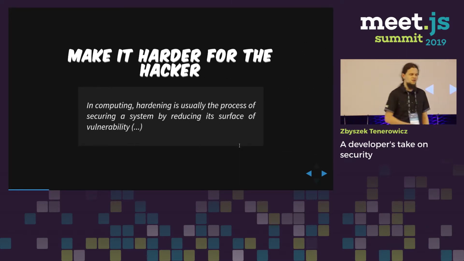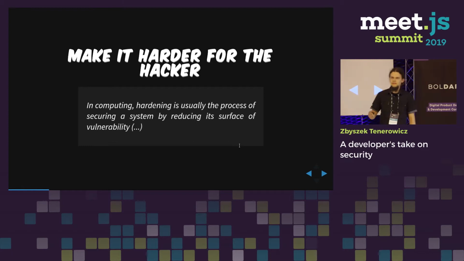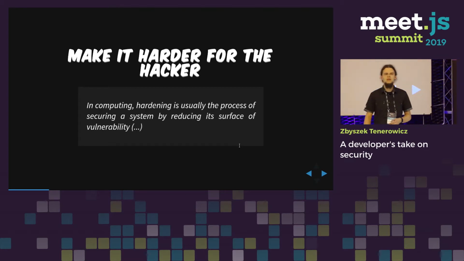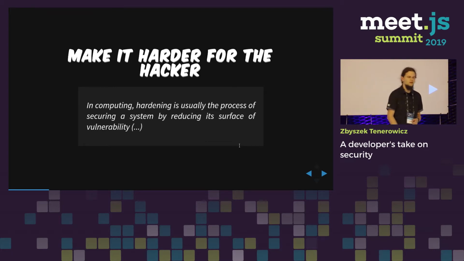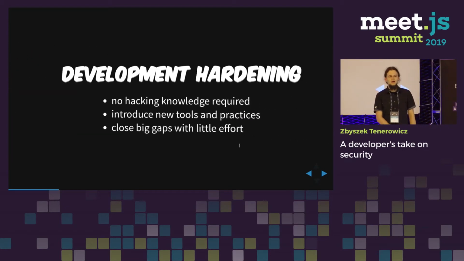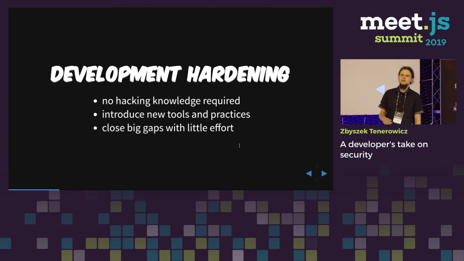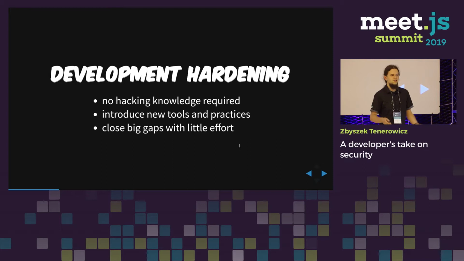Let me start with explaining what formally I'm going to talk about. I'm going to talk about hardening. Hardening is about making it harder for the hacker to break your application, to steal your data, or perform any actions that you would otherwise not recommend. This is a very general computing term, but I'm going to talk about development hardening: what you can do to your development processes, tools and techniques to make your app significantly more secure.